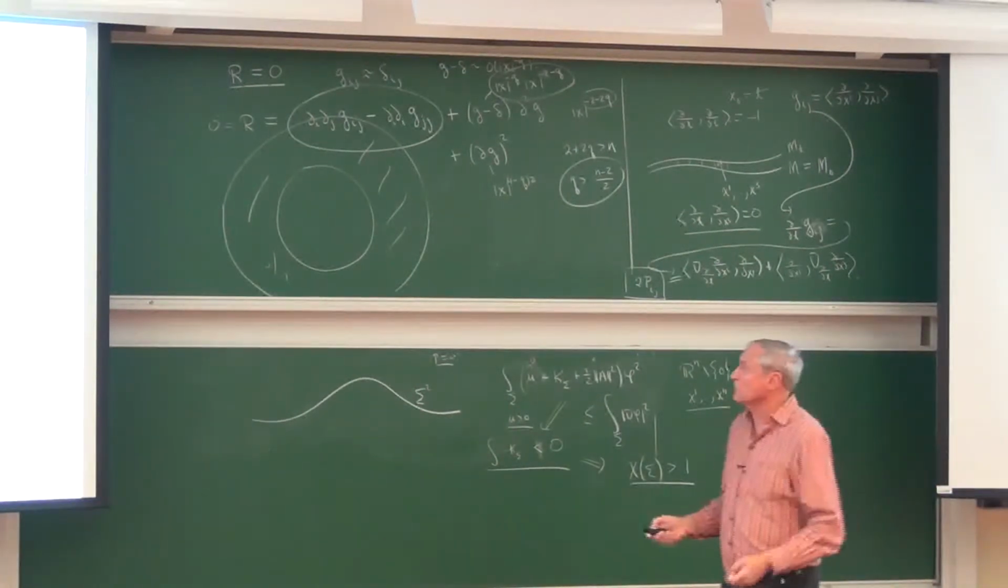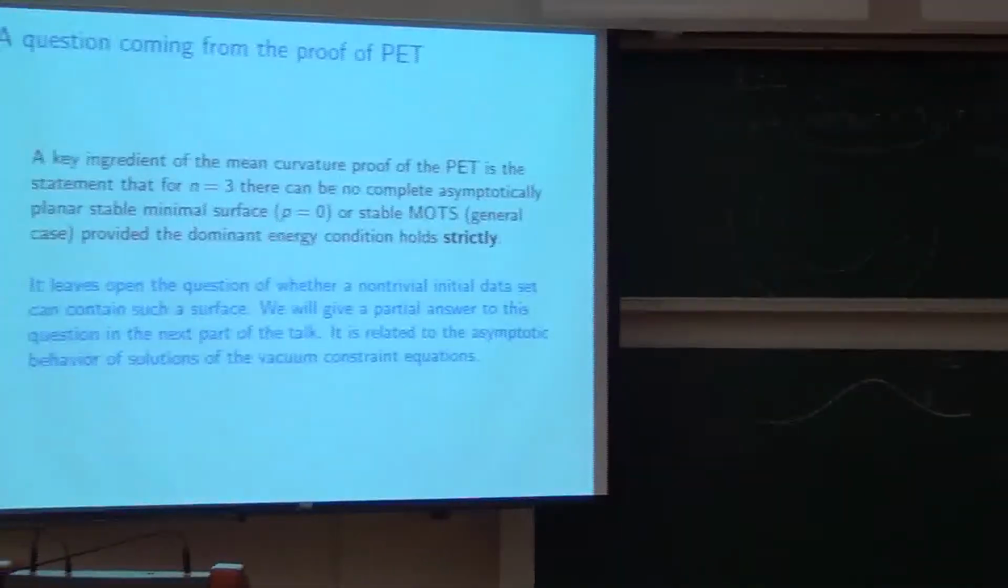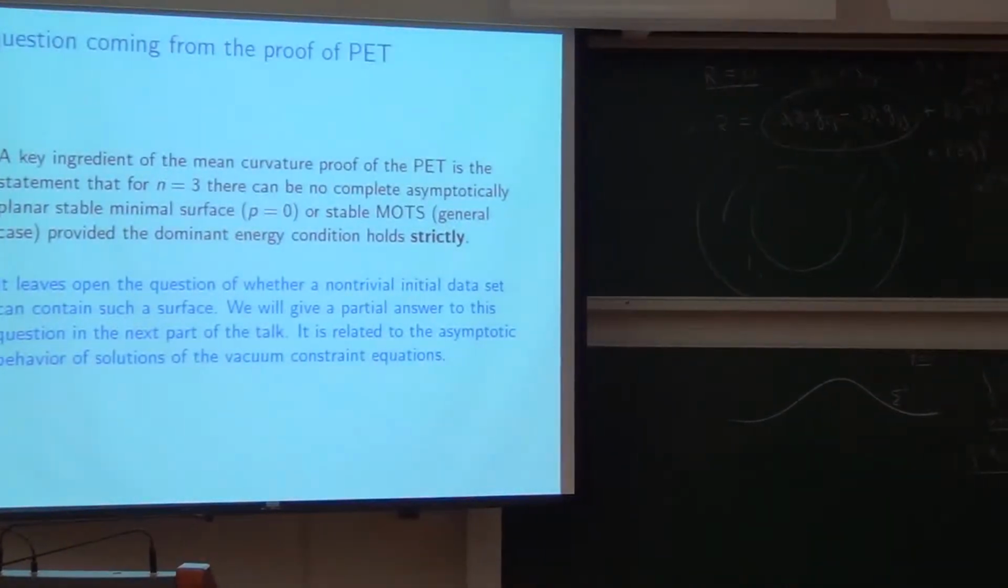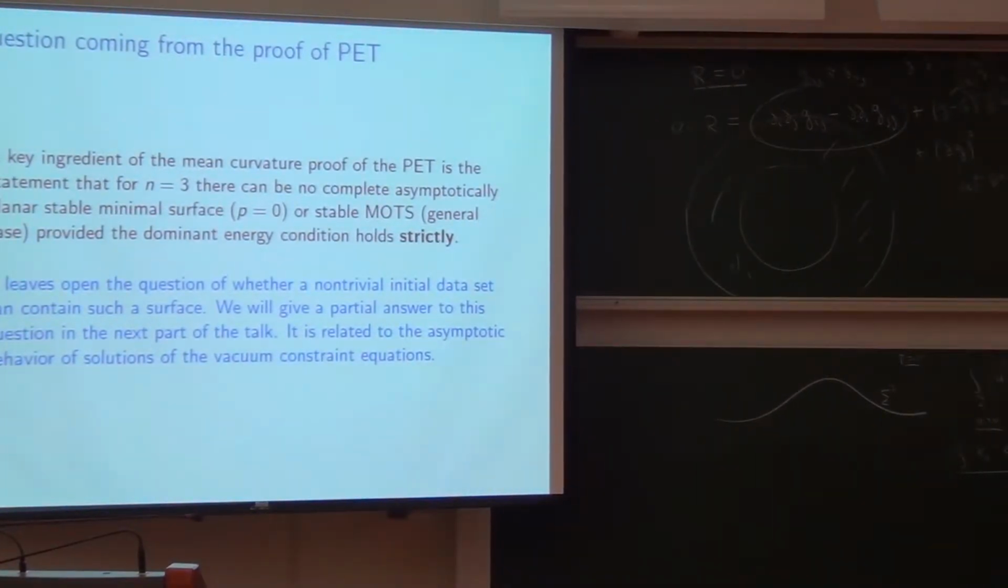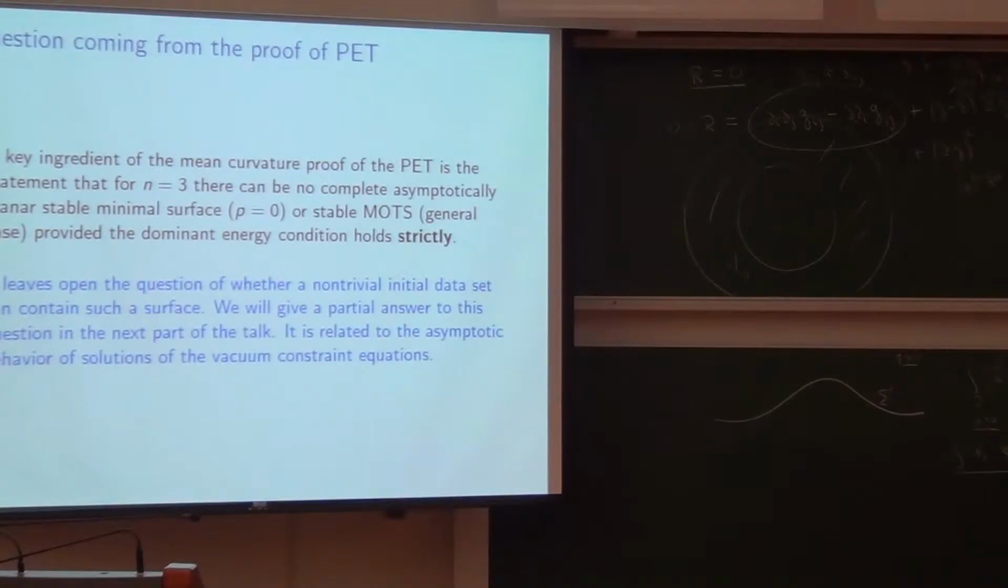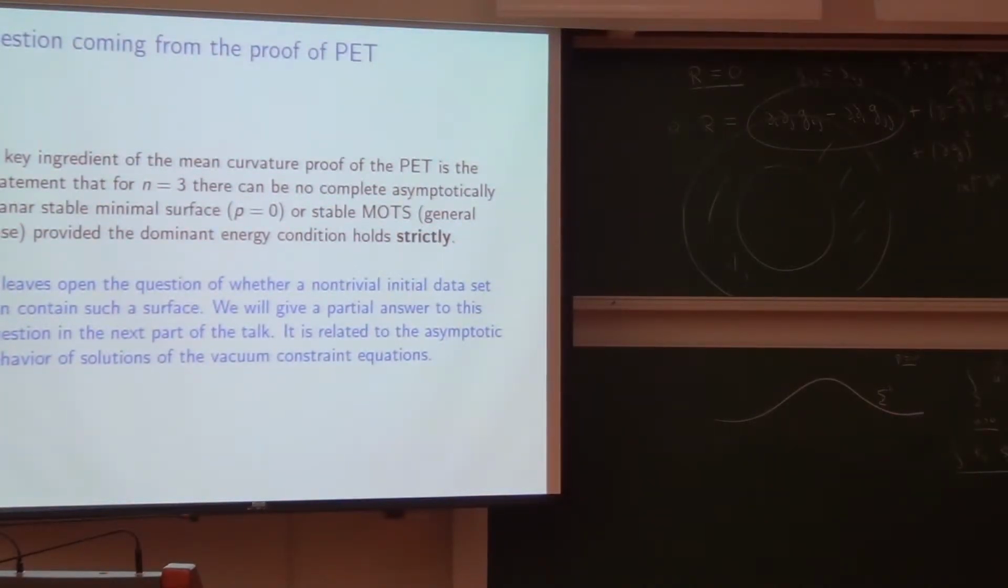And so the question that I asked my student is whether you actually need the strictness in this inequality. It's a little bit awkward to do the strictness, especially in the space-time case. And so the question is: is it possible for a non-trivial initial data set to contain an asymptotically planar stable MOTS?